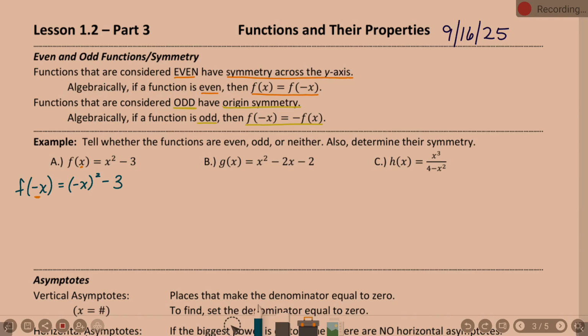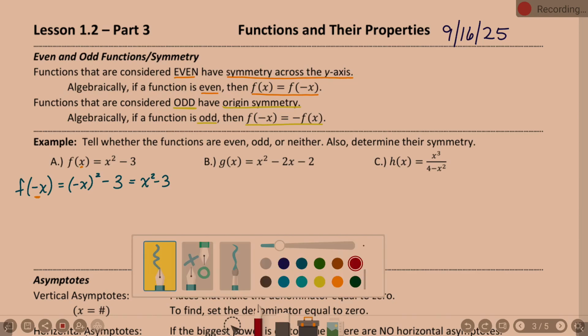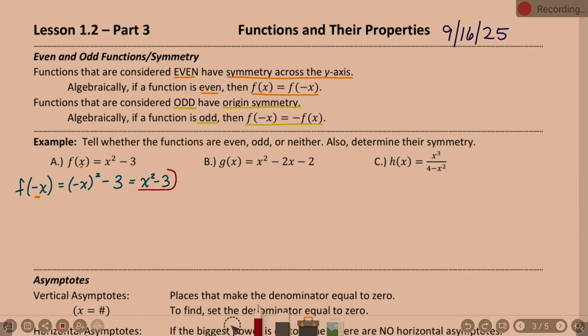Mm-hmm. And minus 3? X squared minus 3. What just happened? We got the same thing. We just got equals x squared minus 3. What was the original? X squared minus 3, yes? So we just found that f of x is equal to f of negative x. If f of x is equal to f of negative x, what test did we just pass? It's the even test. This graph is even.